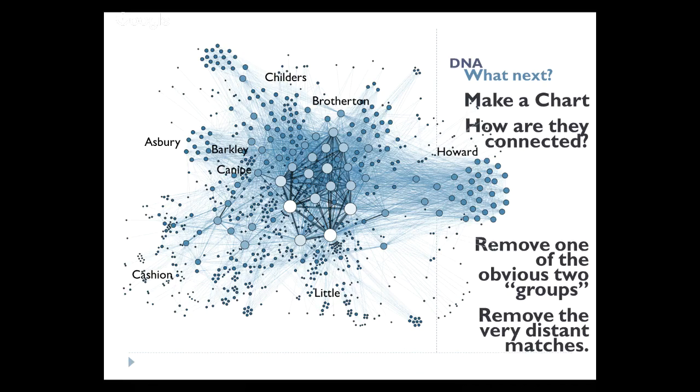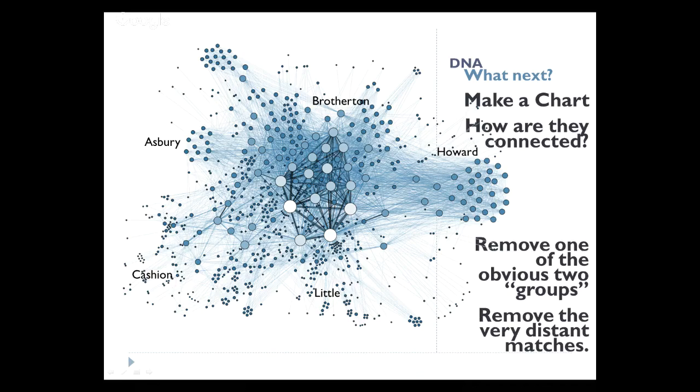Then I started removing names that were way distant matches, the matches that are 30 centimorgans or lower, basically. And also, when I did that center piece in that chart that I showed you, I did about 15 or 20 of her closest matches, and then I worked out from there.